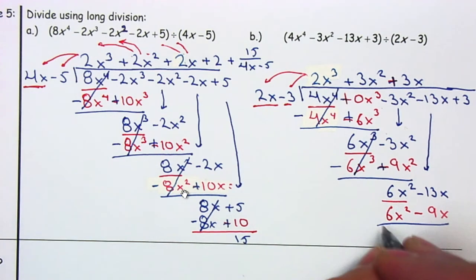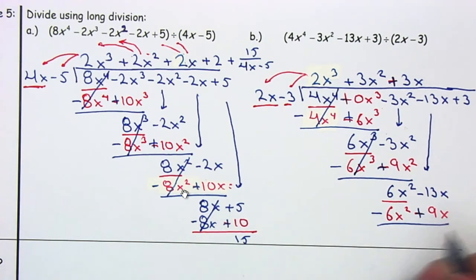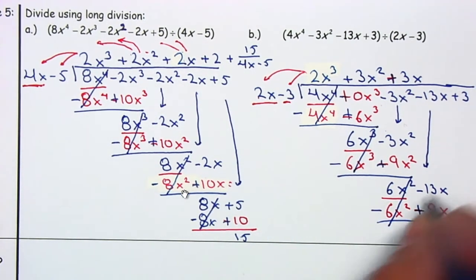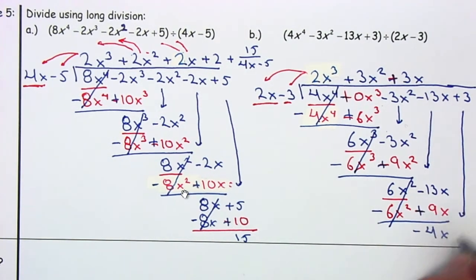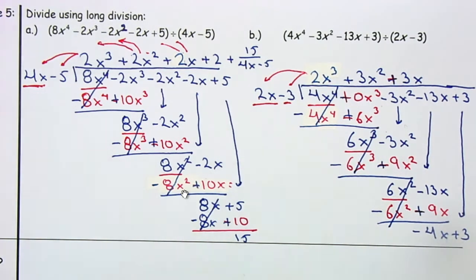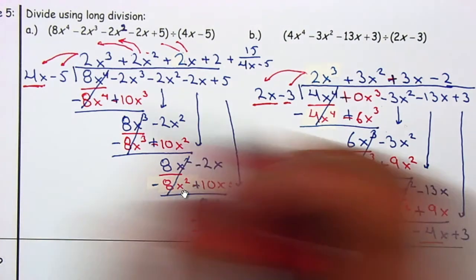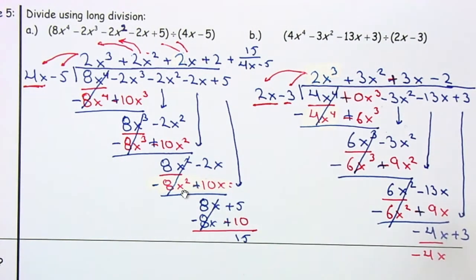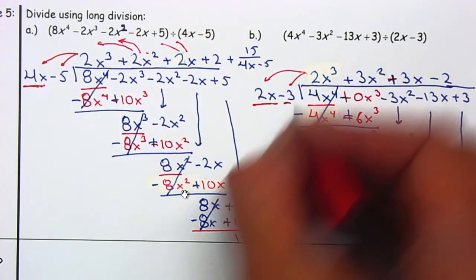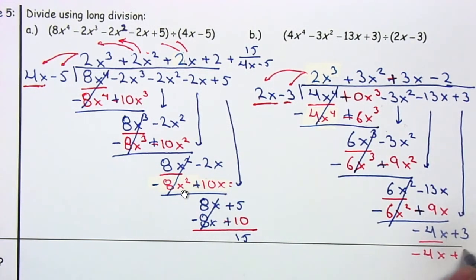Draw the line, change the sign. This becomes a negative, this becomes the opposite. This will always cancel. Negative 4x. Bring down the last number, so it's positive 3. Last one. What do I need to multiply 2x to get negative 4x? Negative 2. I'm going to distribute the negative 2. Negative 2 times 2x will give me negative 4x. Negative 2 times negative 3 will give me positive 6.